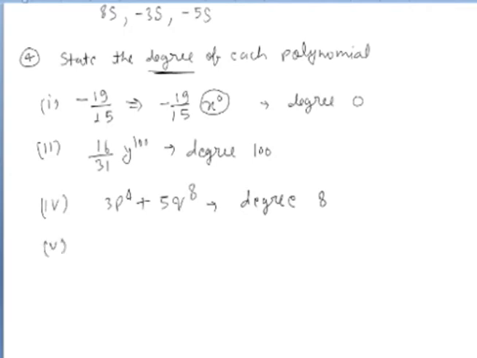And question number 5, 8 a cube b to the power 5 plus a square b square. Here in this term we have to add these exponents, 3 plus 5 is 8 and 2 plus 2 is 4. So the degree is 5 plus 3, 8, because it is the maximum. So the degree in this case will be 8.